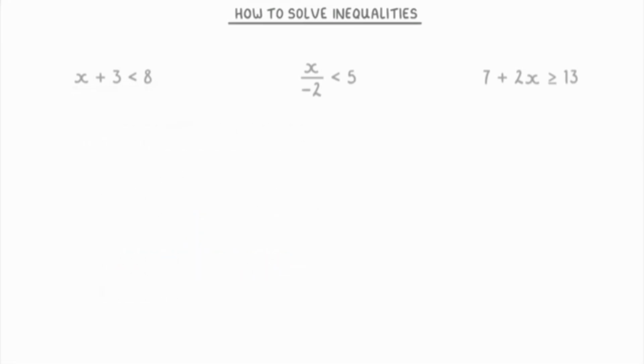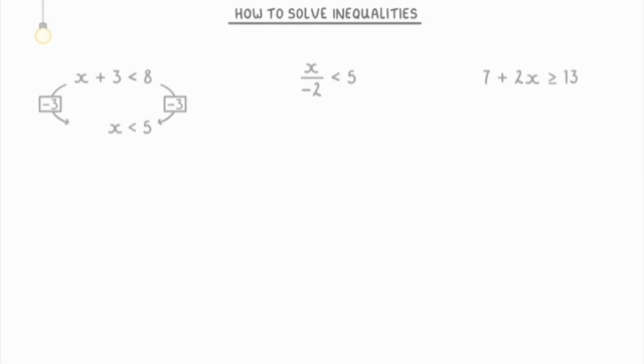So in this first inequality, x plus 3 is less than 8. To get the x on the left by itself, we're going to have to subtract 3 from both sides to find that x is less than 5. And that's it. So essentially, we treat the inequality sign as if it's an equal sign, but we don't actually change it to an equal sign.